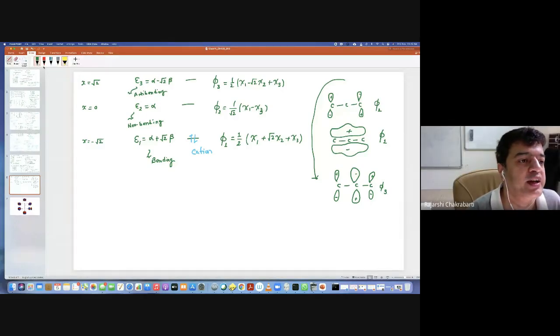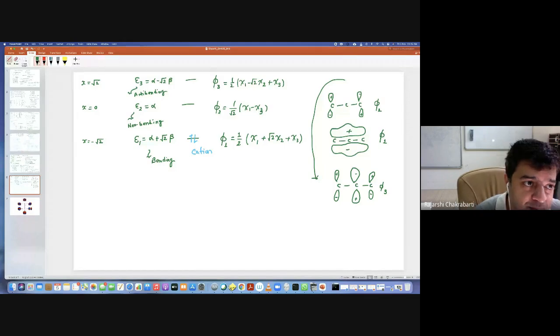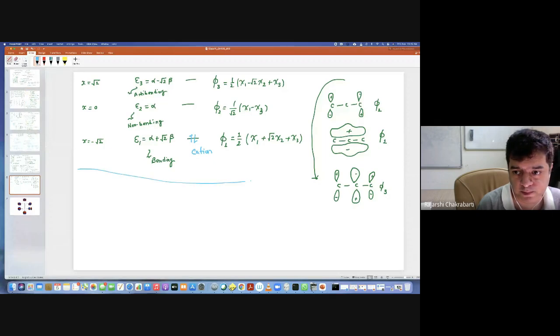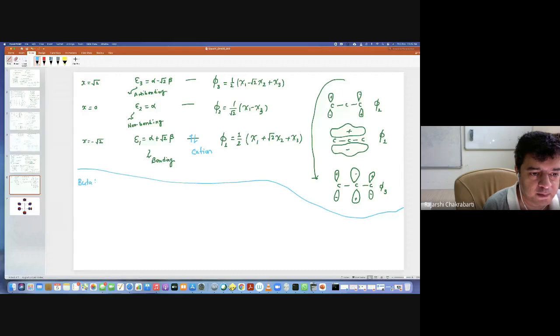Now we'll come back to butadiene. Butadiene we had started with, no? And butadiene had how many carbon atoms? 4. Four carbon atoms, so you had a 4 cross 4 matrix. If you go back, you see that the determinant was like this. X, X, X, X on the diagonal. Then this is 1, this is 1, this is 1, this is 1, this is 1. Others are 0.